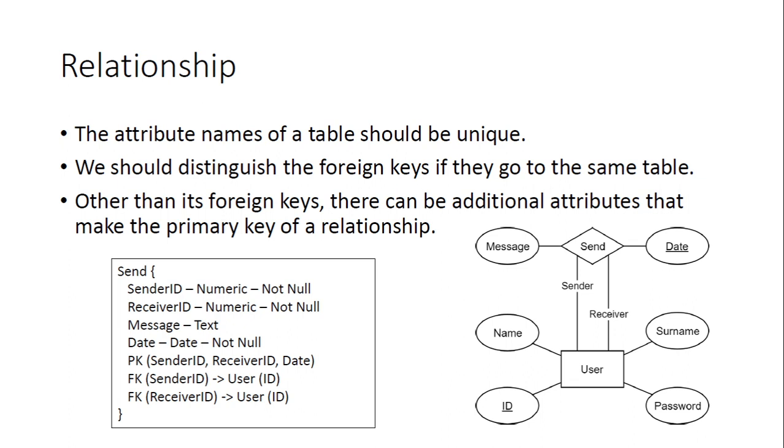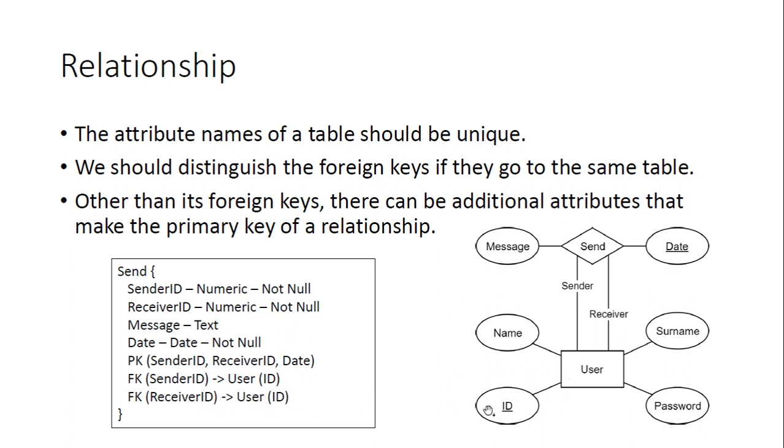And in such a case, if we have multiple links to the same entity, to the same table, we need to keep multiple foreign keys in the relationship. For example, for this relationship called send, I'm going to have a sender ID and a receiver ID. And sender ID is going to refer to a user's ID, and receiver ID is going to also refer to a user's ID.